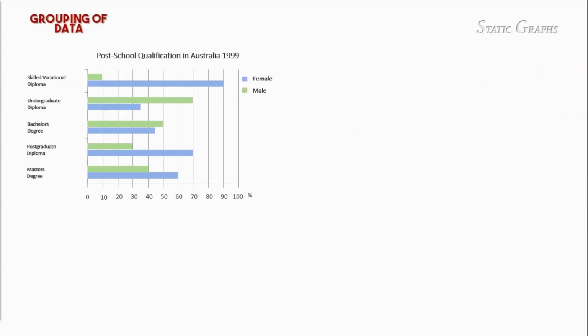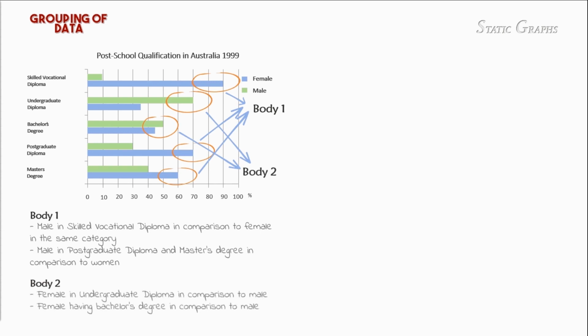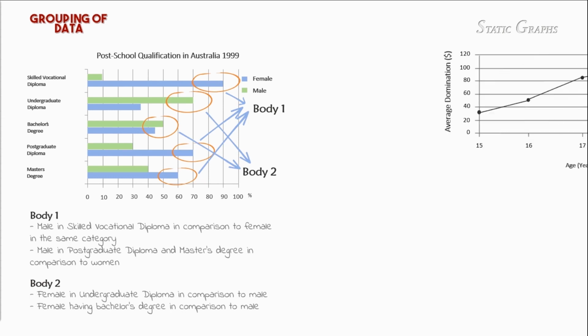In a bar graph, we can divide our body paragraphs in this way. For body 1, it will describe males in skilled vocational diploma in comparison to females in the same category, and males in postgraduate diploma and master's degree in comparison to women. In body 2, females in undergraduate diploma in comparison to males, and females having a bachelor's degree in comparison to males.